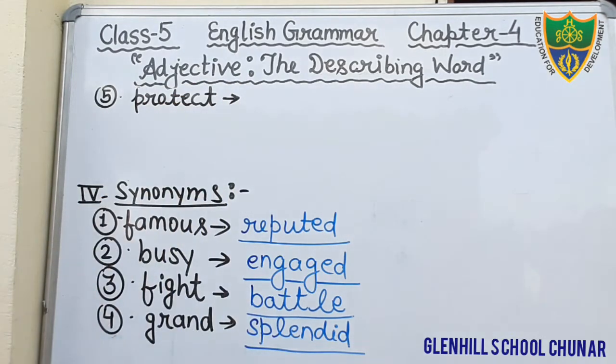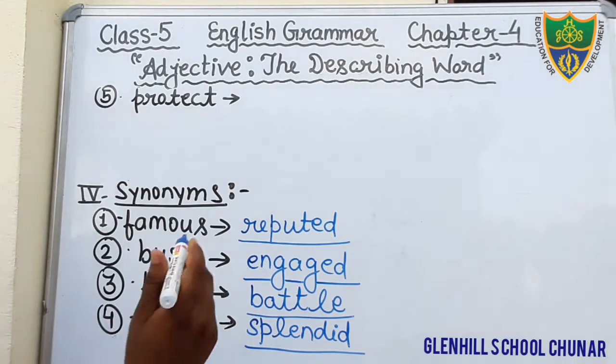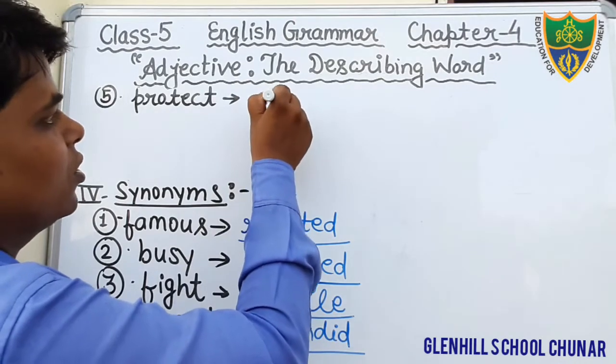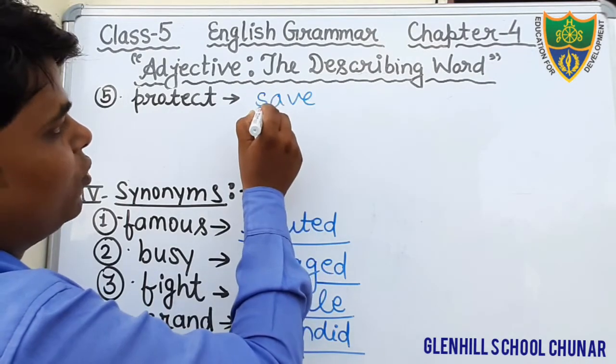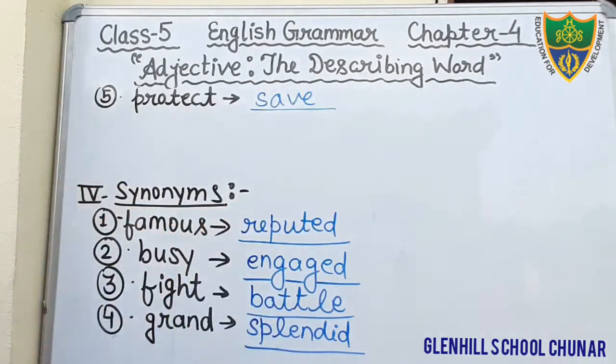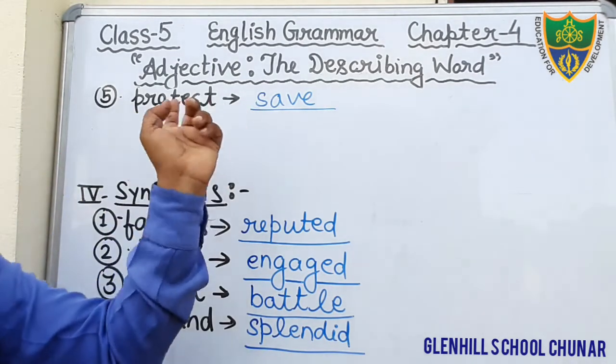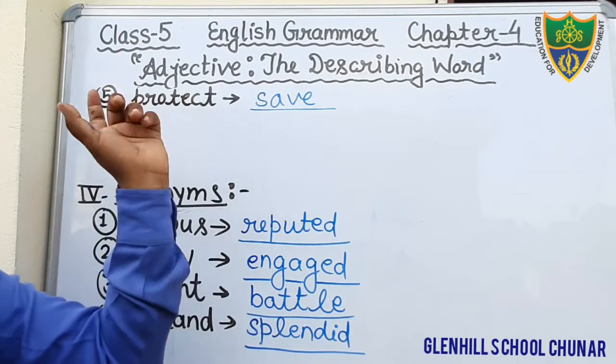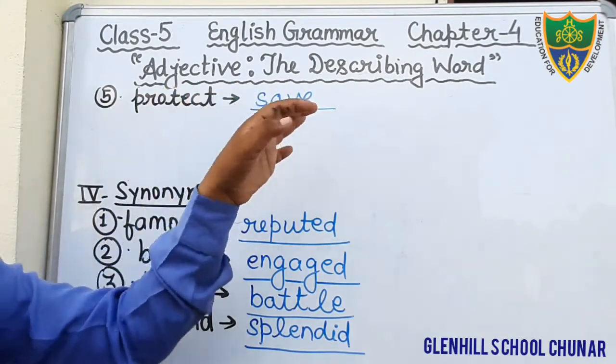Okay, protect. Protect means save. Protect means save. We have to write the synonym. Synonym is similar meaning. Okay, protect means save. What would be the correct synonym for the word protect? Save.